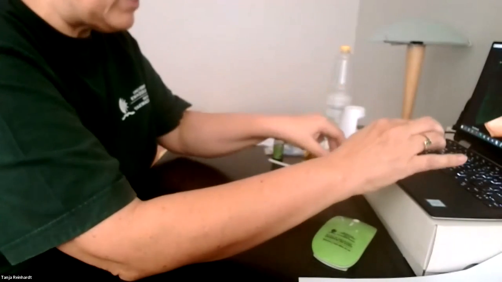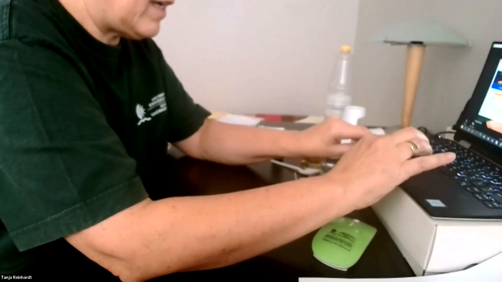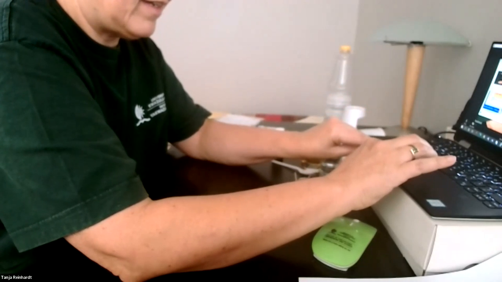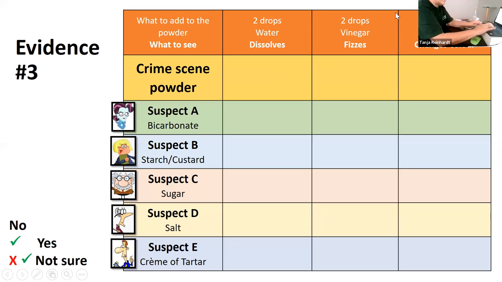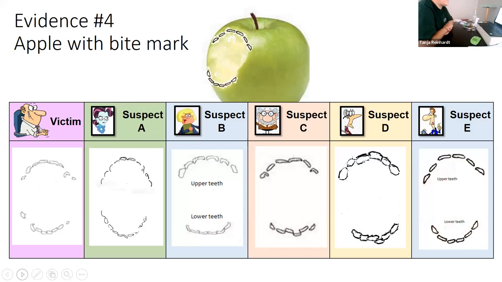Okay, coming to our last clue. Wow. We are coming to our last clue. Okay, let me just type this. So our last clue. Evidence 4, apple with bite marks. And before, you're gonna compare it and I can show you how you can actually take your own bite marks. So just check out whose bite marks we actually found on the apple. And you tell me when you're ready.